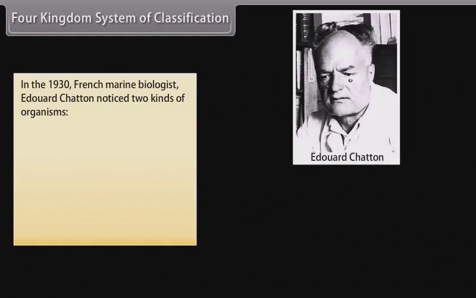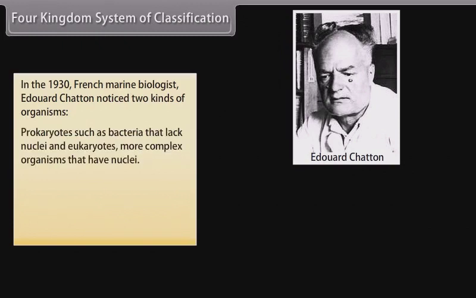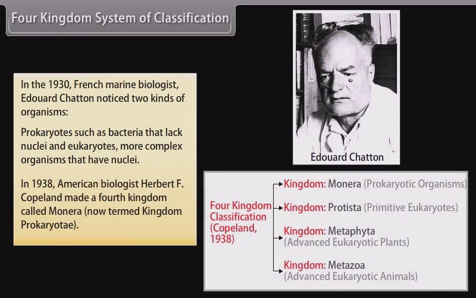Four-kingdom system of classification. In the 1930s French marine biologist Edouard Chatton noticed two kinds of organisms, prokaryotes such as bacteria that lack nuclei, and eukaryotes, more complex organisms that have nuclei. In 1938, American biologist Herbert F. Copeland made a fourth kingdom called Monera, now termed Kingdom Prokaryote.